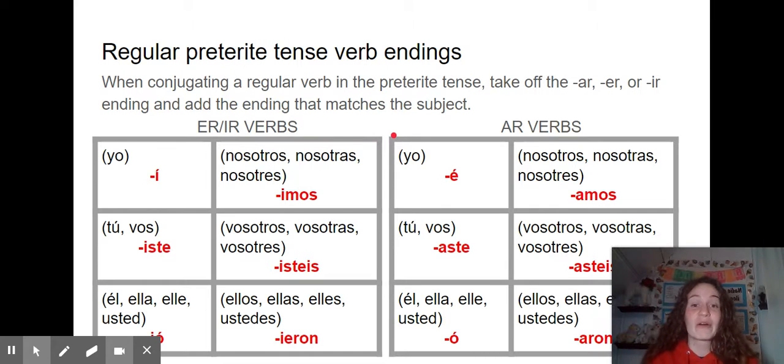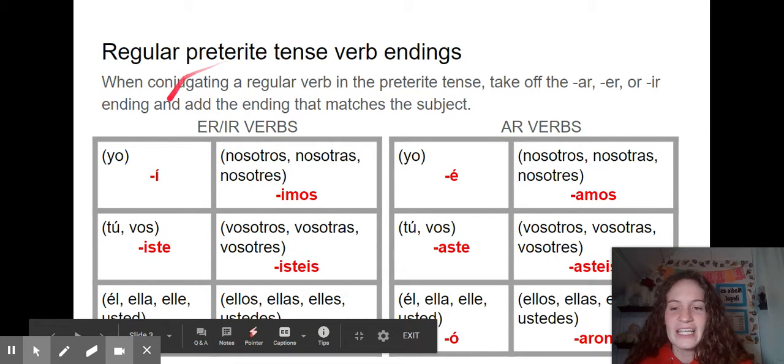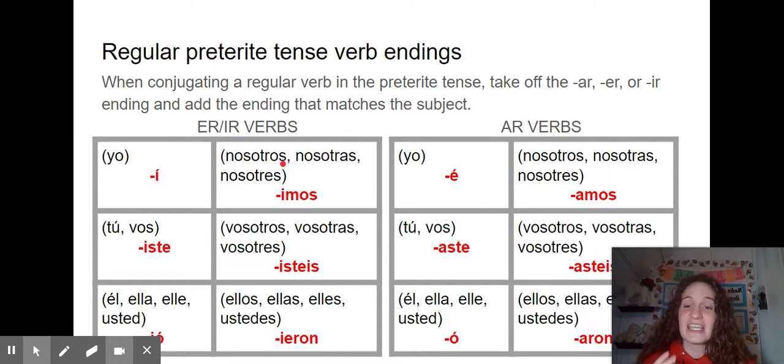Here is our verb ending charts. Whenever you conjugate a regular verb in the preterite tense, you will always take off the AR, ER, or IR ending and add the ending that matches the subject. So over on the left here, we see our ER and IR endings. The nice thing about the preterite tense is that ER and IR verbs have the same endings. Over on the right, we see our AR endings. So let me just talk through these real quick.